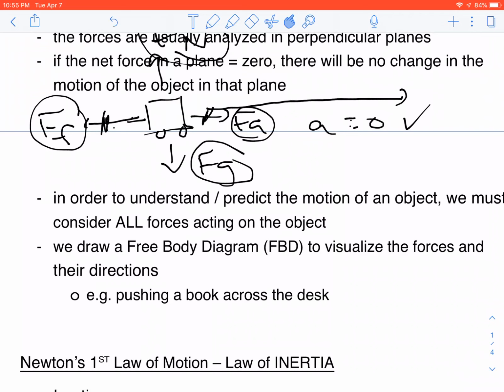So those arrows represent the forces. Right? The arrows are the vector quantities. And we've done this before, where arrows represent vectors. We did this when we were doing vector diagrams. A long arrow represents a big vector, a short arrow represents a small vector.